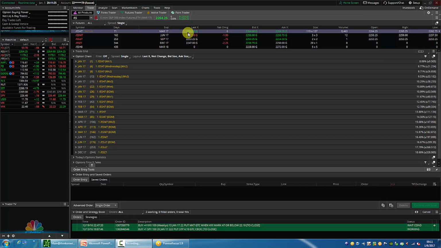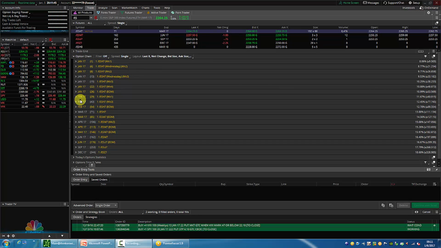And like I said, 1 point in ES is $50. So if you happen to buy the futures contract at 2264.25 and you sell it at 2265.25, you make $50. Likewise, if you go the other way, you'll lose $50.